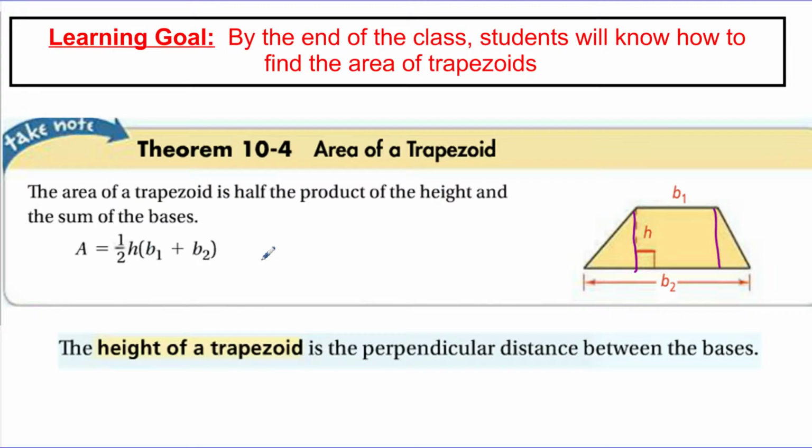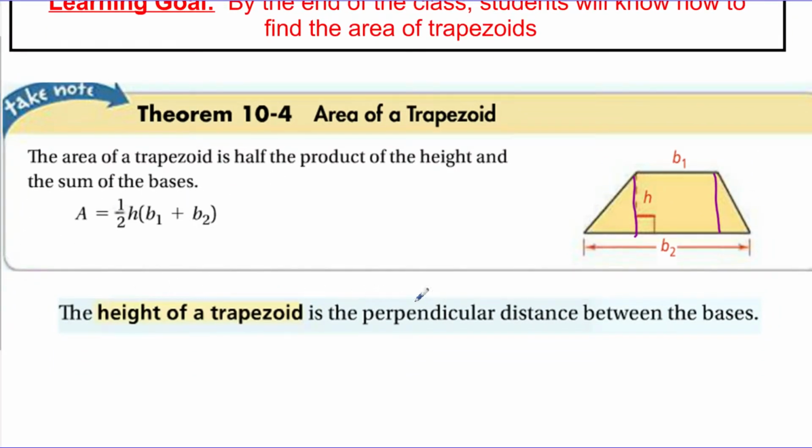If we add together the components like we did in the last video with those irregular shapes, we can generalize and get this formula: 1/2 the height times b1 plus b2. That's the short summary of how we get there. Again, just to stress, the height of the trapezoid is the perpendicular distance between the bases. So we need a perpendicular line. We cannot use one of these slanted lines to figure it out.